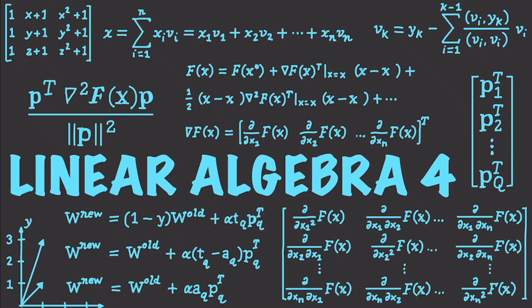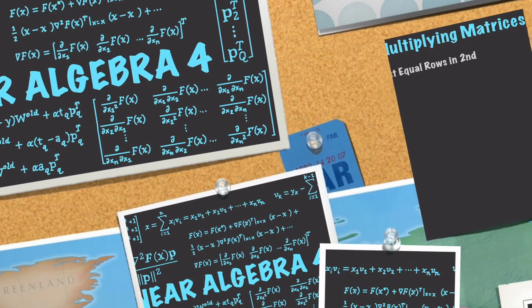Well, hello Internet, and welcome to part 4 of my linear algebra tutorial series. In this part of the tutorial, we're going to talk about multiplying matrices. We are going to also talk about identity and inverses, as well as provide a real-world example of why this stuff is even useful. And I have a lot to do, so let's get into it.